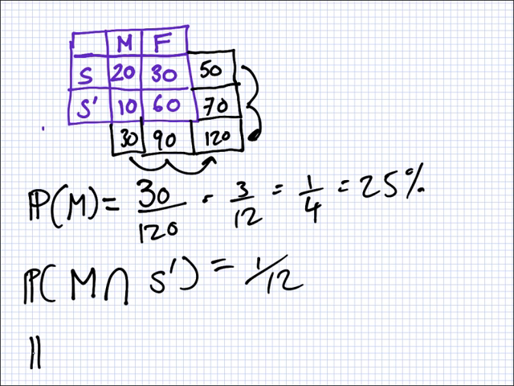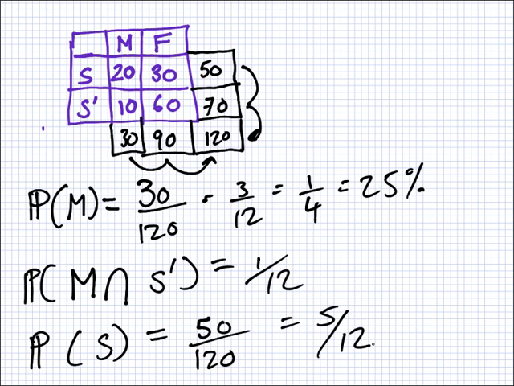Okay. Let's say the probability of a smoker now. 70 over, 50 over 120. 100. Okay. Yeah?